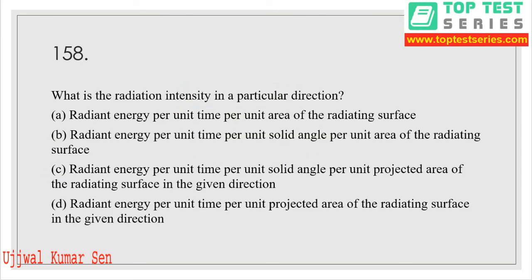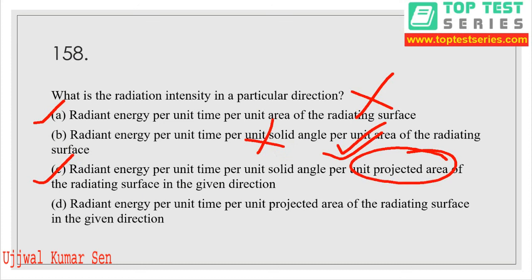Question number 158. What is the radiation intensity in a particular direction? So we have to find out the definition, right? Option A: radiant energy per unit time per unit area of the radiating surface. Wrong answer. Option B: radiant energy per unit time per unit solid angle per unit area of radiating surface. No, it is like that, but there is some problem. Option C: radiant energy per unit time per unit solid angle per unit projected area. Yes, there should be projected area of the radiating surface in the given direction. So option C is the correct answer, because it gives the correct definition.